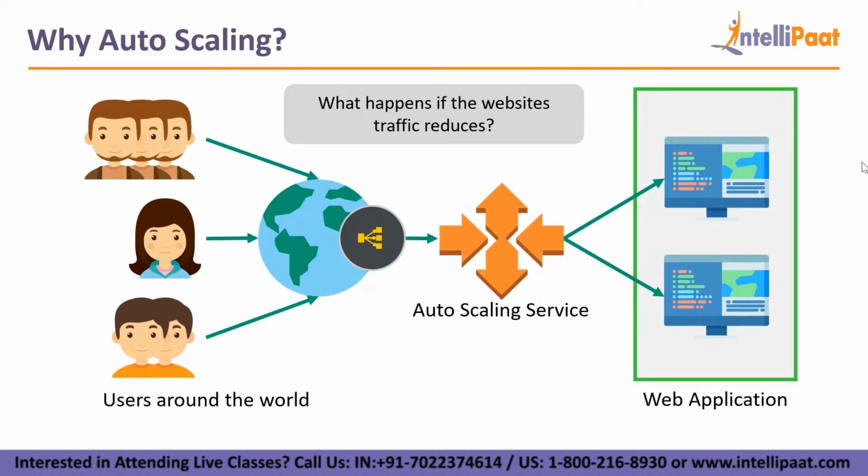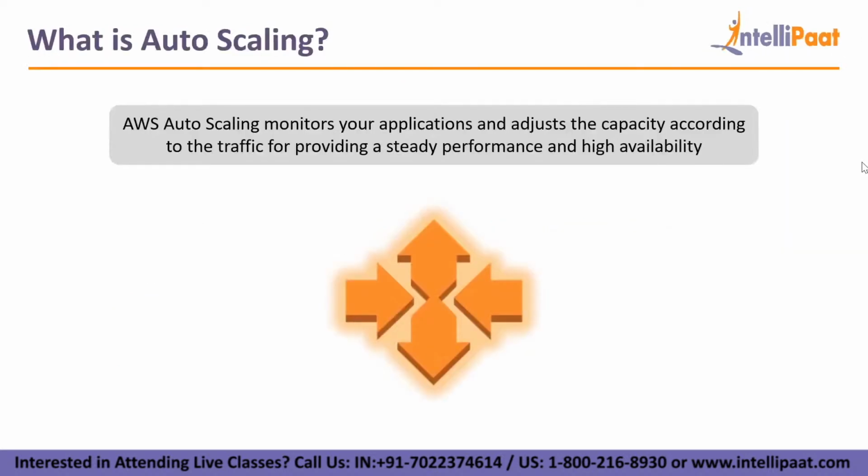But if it is a manually set up on-premise server, then you'll have to pay for that as well, because that is using electricity as well. So this is how auto scaling works. Now let us see what is auto scaling. AWS auto scaling is a web service that monitors your applications hosted on your on-premise server or even the AWS server.